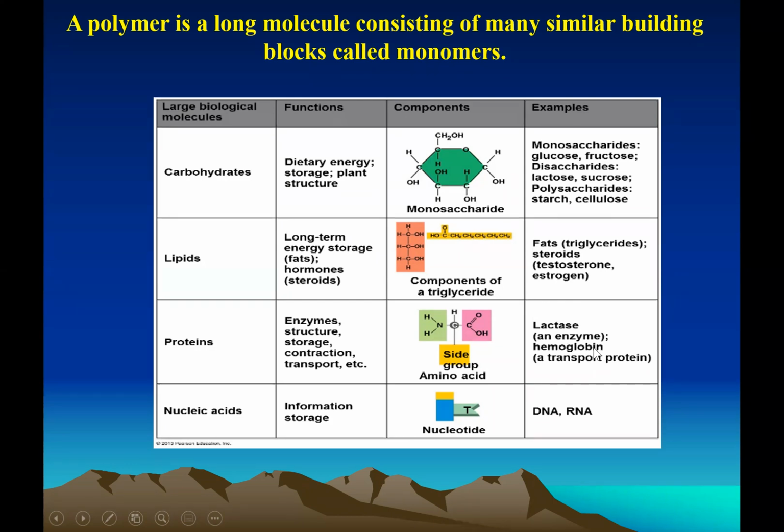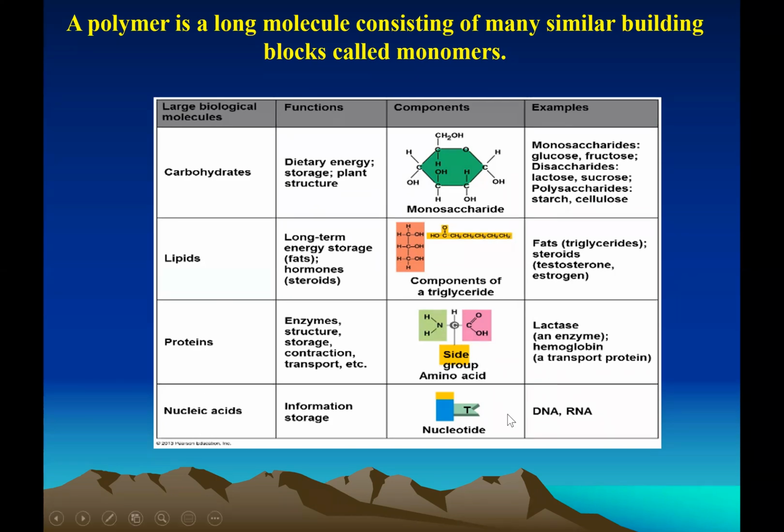Hemoglobin, which is found in the red blood cells of your blood, is a transport protein. It will carry oxygen to the different parts of the body. The fourth macromolecule, so protein is a polymer made up of amino acids. This is what the amino acid will look like.